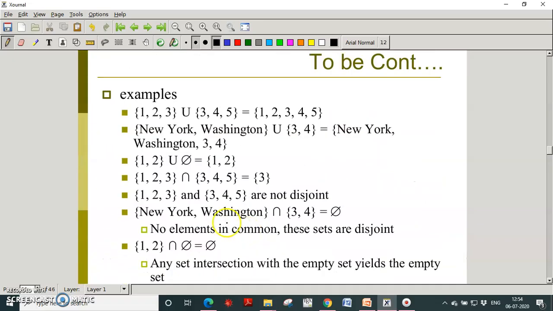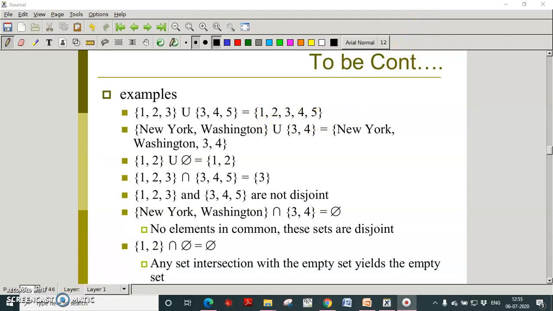So here we have taken a few examples for practice, so you can practice. Look here: the first set contains 1, 2, 3 and the second set contains 3, 4, 5, and you have to find the union. According to the definition of union, if an element belongs to A or B or both, it comes under the union. So you will get the union of 1, 2, 3, 4 and 5.